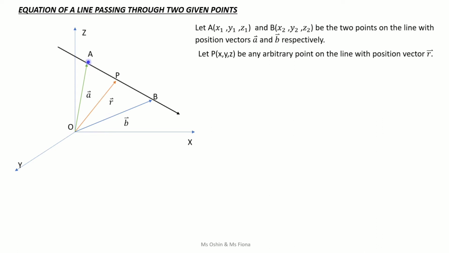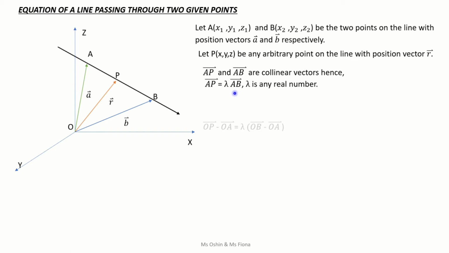Now observe that vector AP and vector AB are collinear vectors. So, we can write one vector as lambda times the other vector. Hence, we get AP vector is lambda times vector AB, where lambda is any real number. AP vector can be written as OP minus OA, and AB vector can be written as OB minus OA. Hence, we get this step.